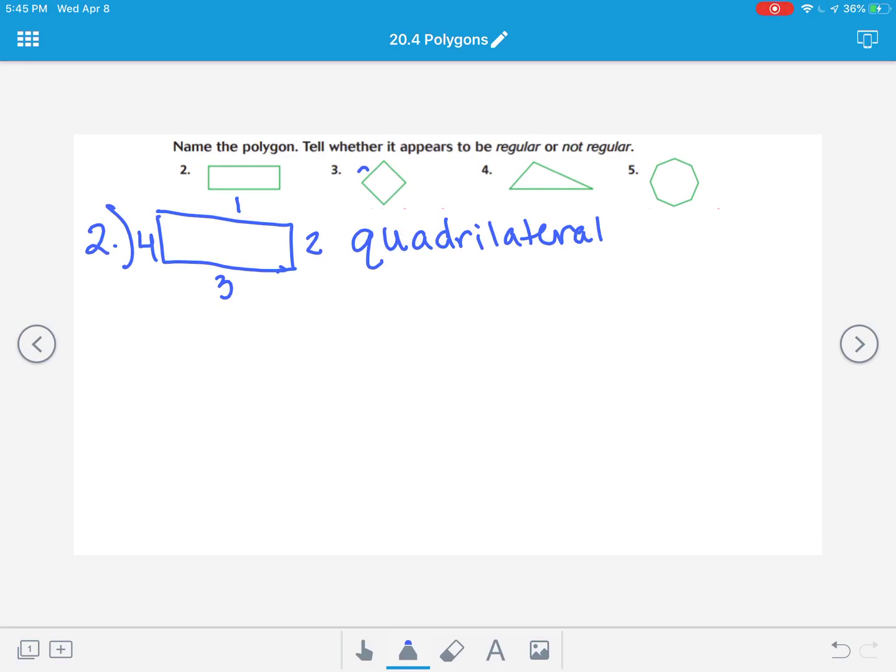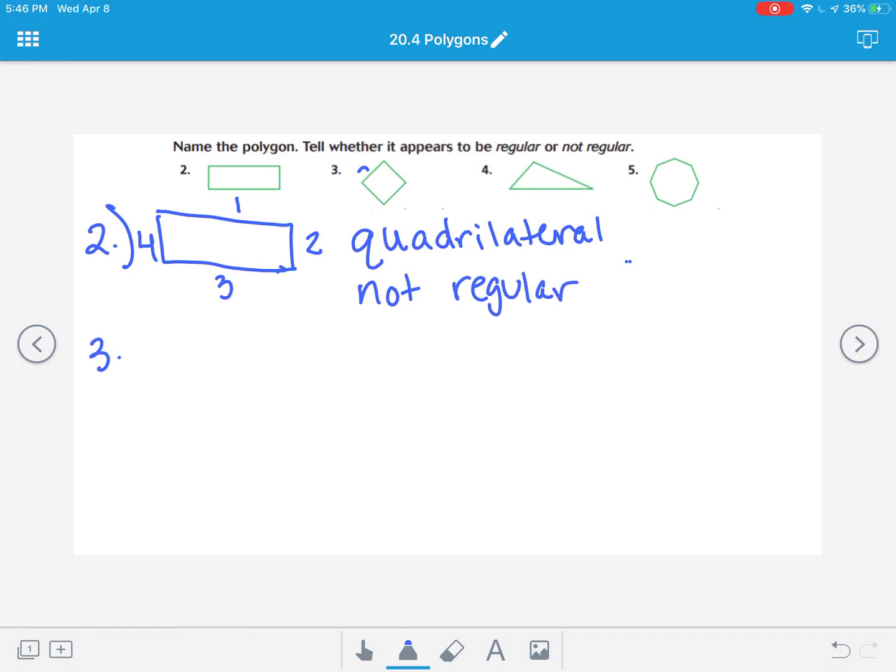This is a quadrilateral, and does it appear to be regular or not regular? So remember, regular means it has all the same length sides. Does this have all the same length sides? No. Two of the sides are the same and the other two are different, so this is not regular.